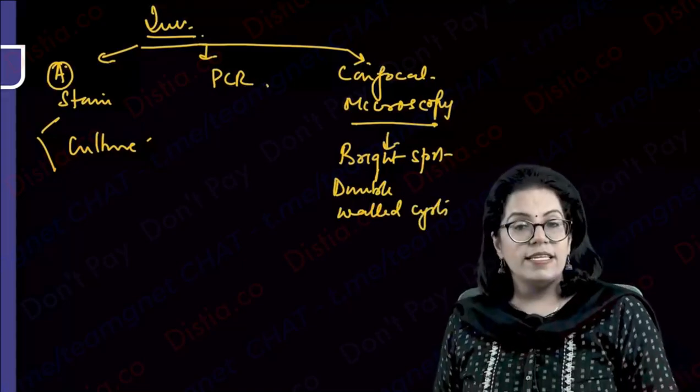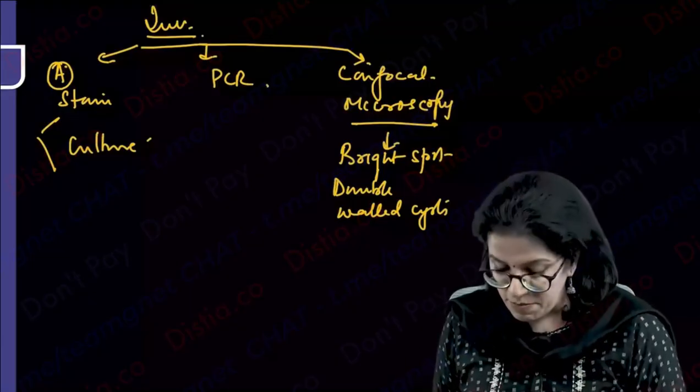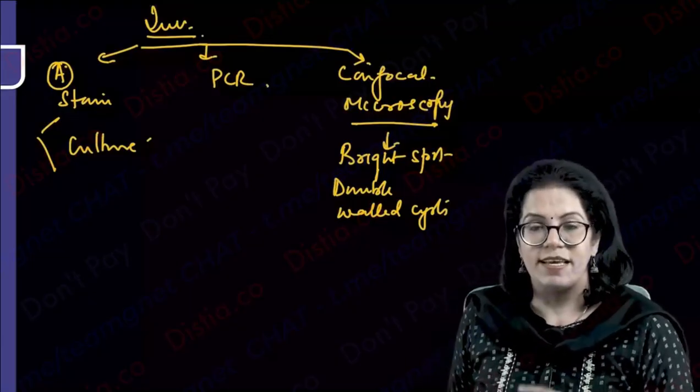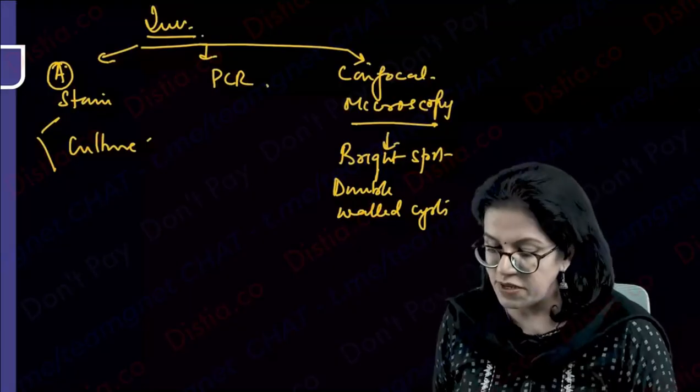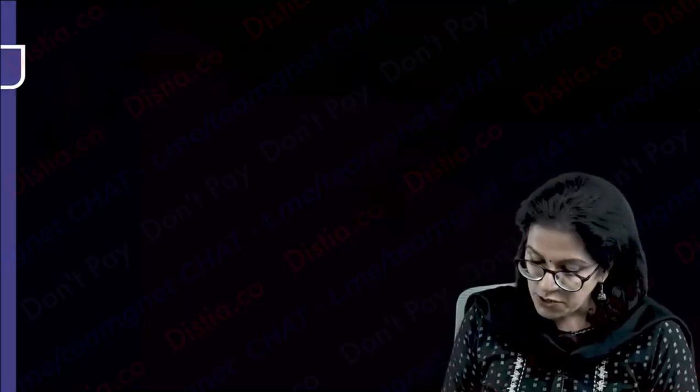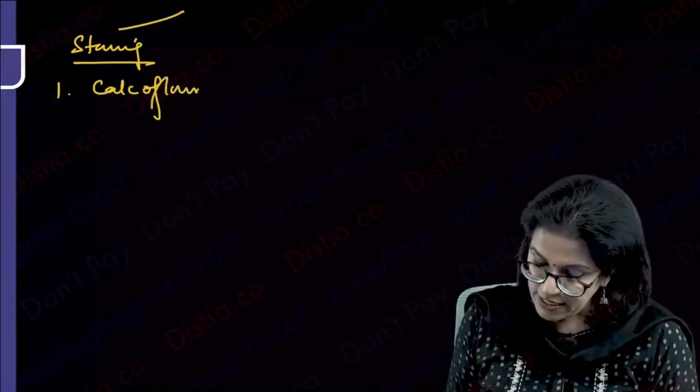Anyway, so either confocal microscopy or PCR, but the main important thing is staining and culture. At your level, this is where the questions are going to be asked. So what have they asked you for staining? Which are the stains I can use? I told you, calcofluor white. One is calcofluor white. Very important.